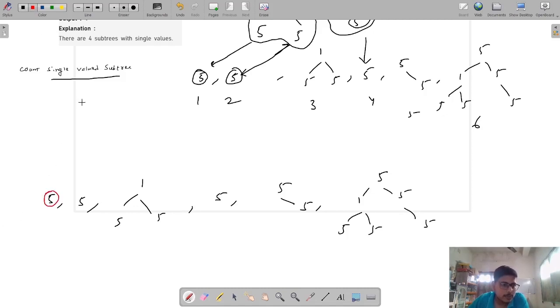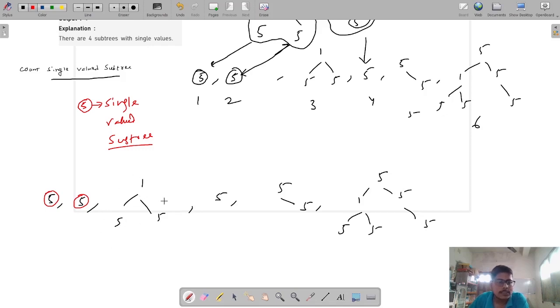So see, this subtree which has only one node, there is nothing to compare, right? So it is already a single valued subtree. We can make a conclusion that all the leaf nodes are single valued subtrees. I will tell you that later. So for now, this is a single valued subtree. Similarly, this is a single valued subtree, right? I am marking the single valued subtrees in red color.